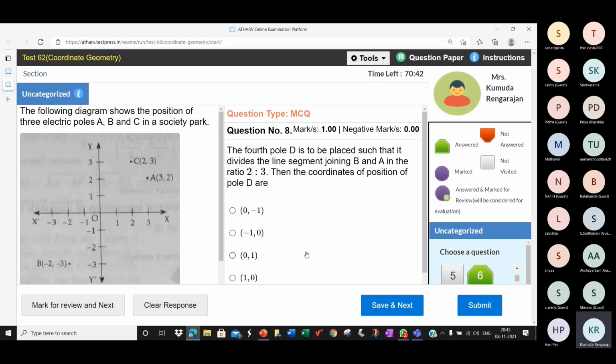The fourth pole D is to be placed such that it divides the line segment joining B and A in the ratio 2:3. So that means BD is 2 units and DA is 3 units. So that's how it's given.